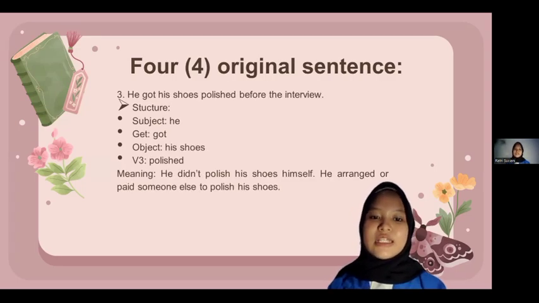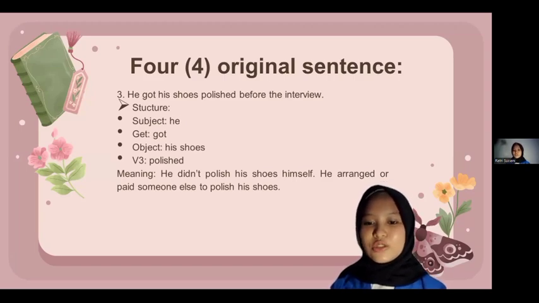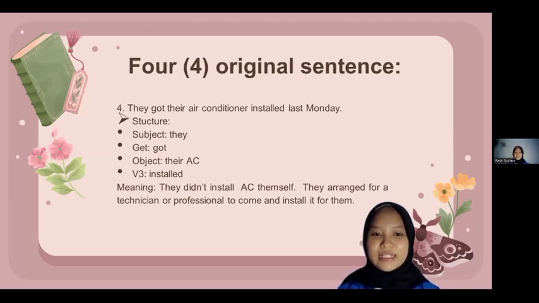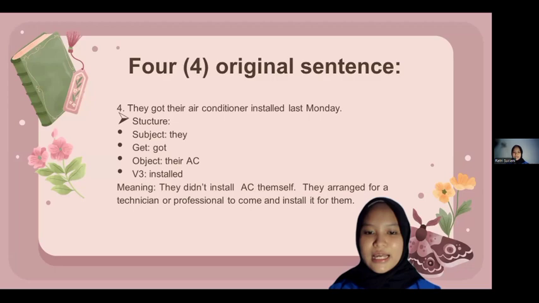Number 3 is he got his shoes polished before the interview. The structure is subject he, the verb is got, the object is his shoes, and the verb is polished. The meaning is he didn't polish his shoes himself. He arranged or paid someone else to polish his shoes. Number 4 is they got their air conditioner installed last Monday. The subject is they. The verb is got. The object is their air conditioner and the verb is installed. The meaning is they didn't install the air conditioner themselves. They arranged for a technician or professional to come and install it for them.